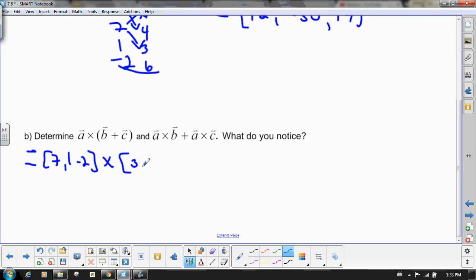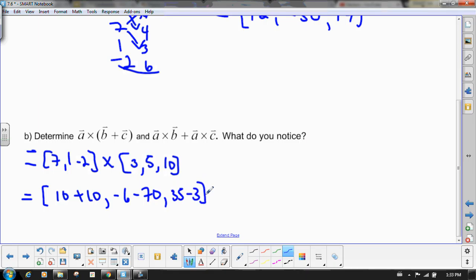When I add those vectors together, I'm going to get 3, 5, and 10. When I do this cross product, I'm going to get 10 plus 10 for my x component. So I'm doing this on the side with the cross product. So I have negative 6 minus 70, and then I'll have 35 minus 3. So that's going to give me 20, negative 76, 32. So that was this right here.